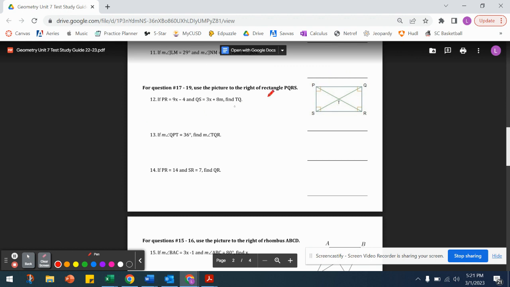All right, next one, we're talking about rectangles. It says PR, that diagonal, and QS, that diagonal. One of the key things is you have to know that the diagonals for rectangles are always the same, which means I'm going to set these equal to each other. If I subtract it over, I'm going to get 6x. If I add the 4 over, that equals 12, which means that x equals 2.